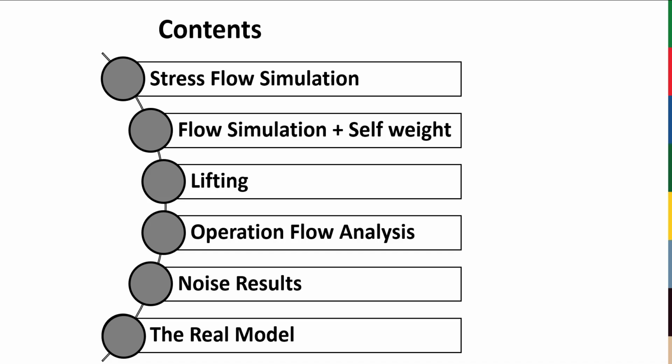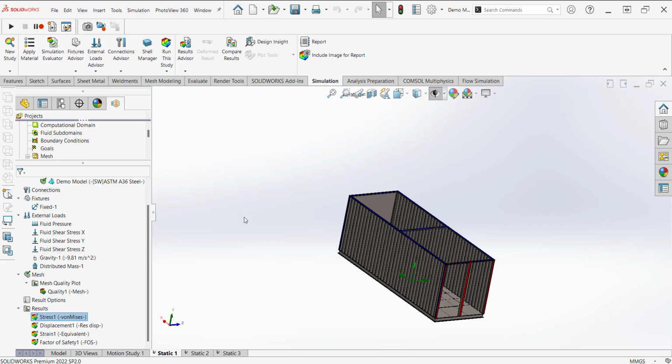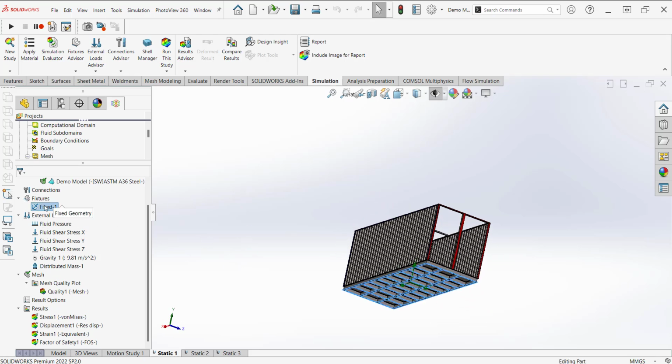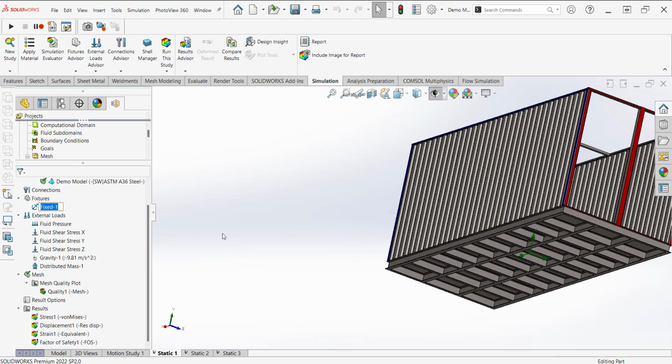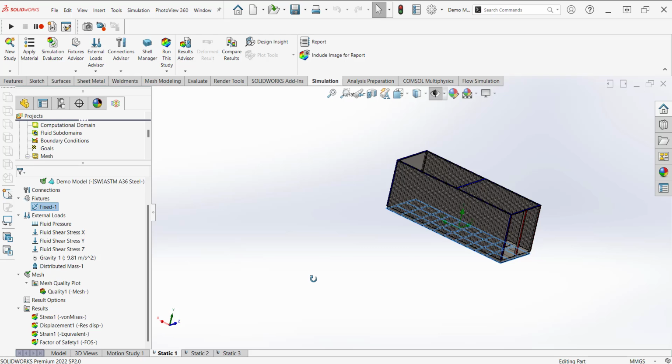So now moving to the second type of analysis, which is the flow simulation plus the self-weight. Before showing the results, let's have a look at the constraints and the loads defined. For the constraints, this room is assumed to be fixed from the bottom here, the highlighted area. And that's where the foundation will be.